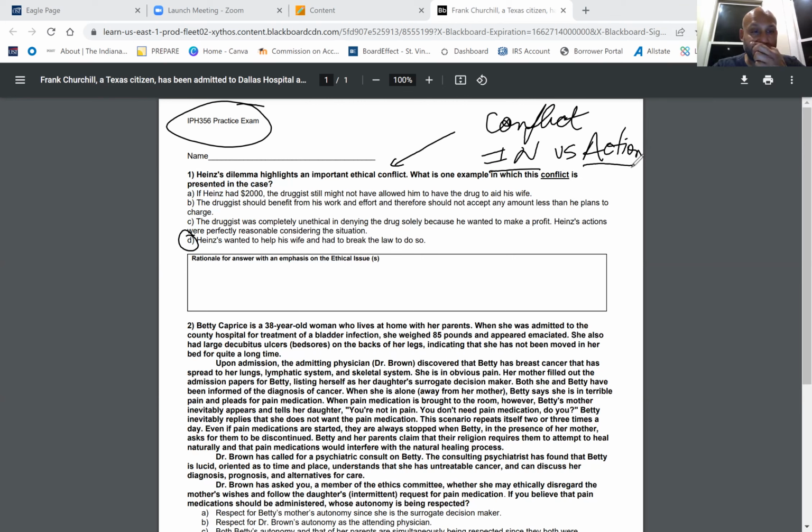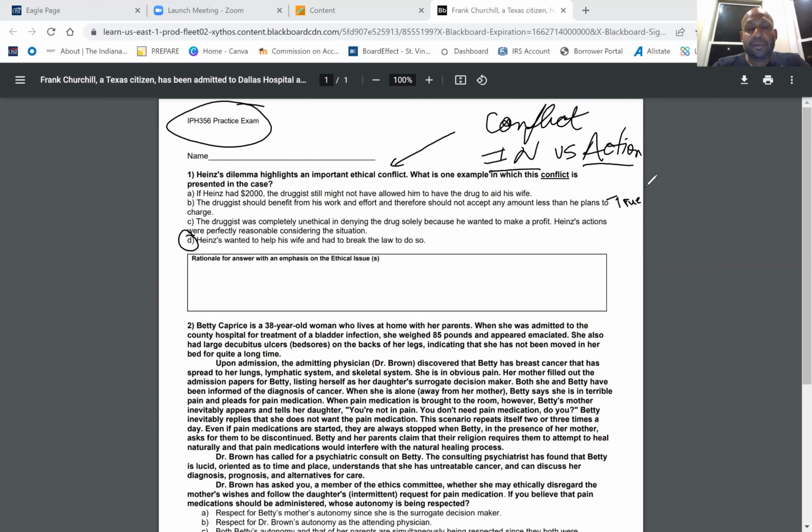So that's the conflict. Now, if you look at A, B, and C, if Heinz had $2,000 for the drug, it still might not have allowed him to have the drug to aid his wife. We don't know that. Might it be a conflict? Yeah, it is. Is it the ethical conflict and the dilemma? No. B, the druggist should benefit from his work and effort and therefore should not accept any amount less than he plans to charge. That statement probably is a true statement. Okay, so it's a true statement, but it does not connect to the ethical conflict.